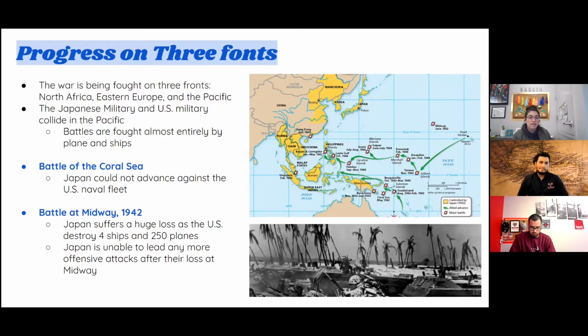Another important event is the Battle of Midway in 1942, and Japan suffers a huge loss as the United States destroys 4 ships and 250 of their planes. After the Battle of Midway, Japan is unable to lead any more offensive attacks after their loss. So this is significant because we know that even though they have gained all of this territory in the Pacific, after the Battle of Midway, they can no longer expand.